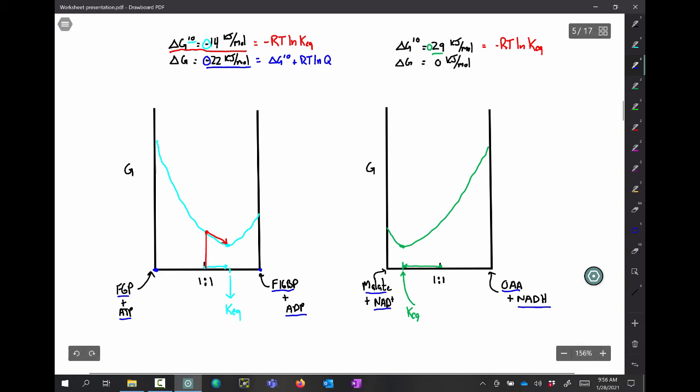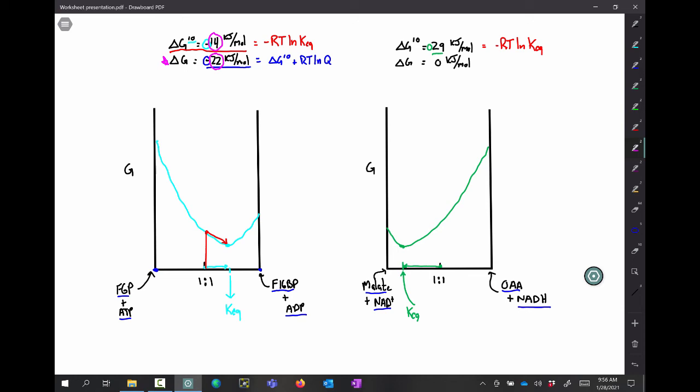Now here's where these numbers can be really helpful when we look at them relative to each other. 22 and 14. 22, of course, is a larger number than 14, which means that this reaction under its actual conditions is more exergonic than it is under standard conditions, which means that it's further from equilibrium at its starting point than it would be under standard conditions. Right? So let's think about this.